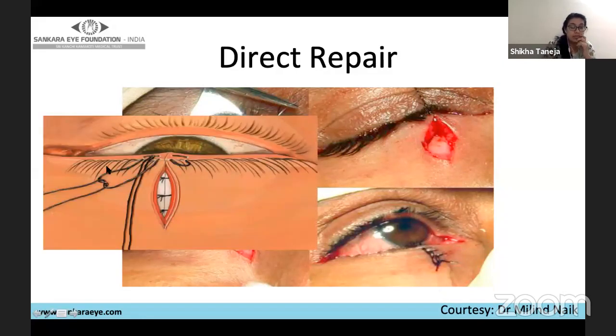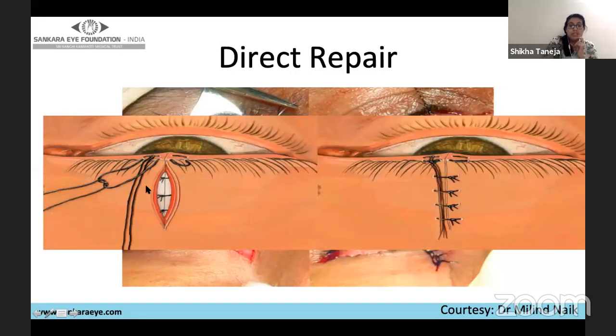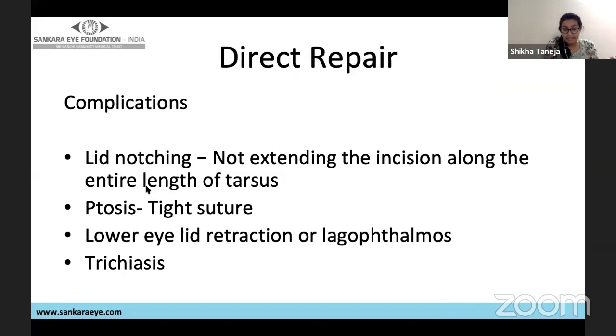See, this is how we do. So what can be the complications of direct repair? Obviously, lid notching, if the vertical limb of the pentagon is not at the entire length of the tarsus.